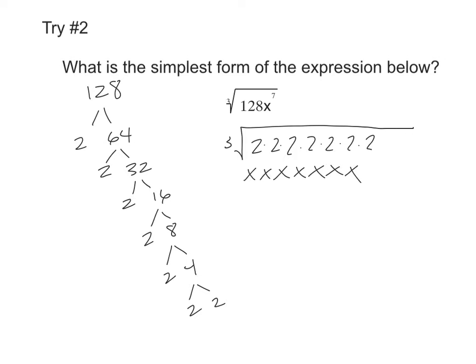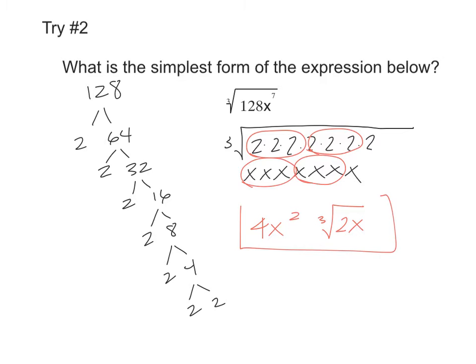Alright, we want cube root, so we need triples. So here's one and here's another, here and here. So this becomes 4x squared cube root of 2x. And we're done. And again, it's 4 because it's a 2 and a 2. X squared because it's x and x. And then what's left over is a 2 and an x inside.